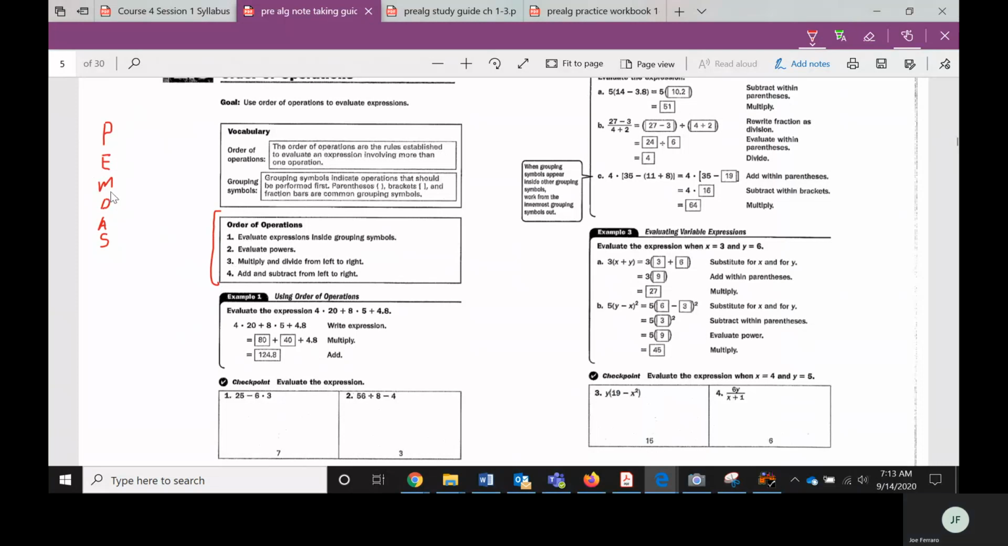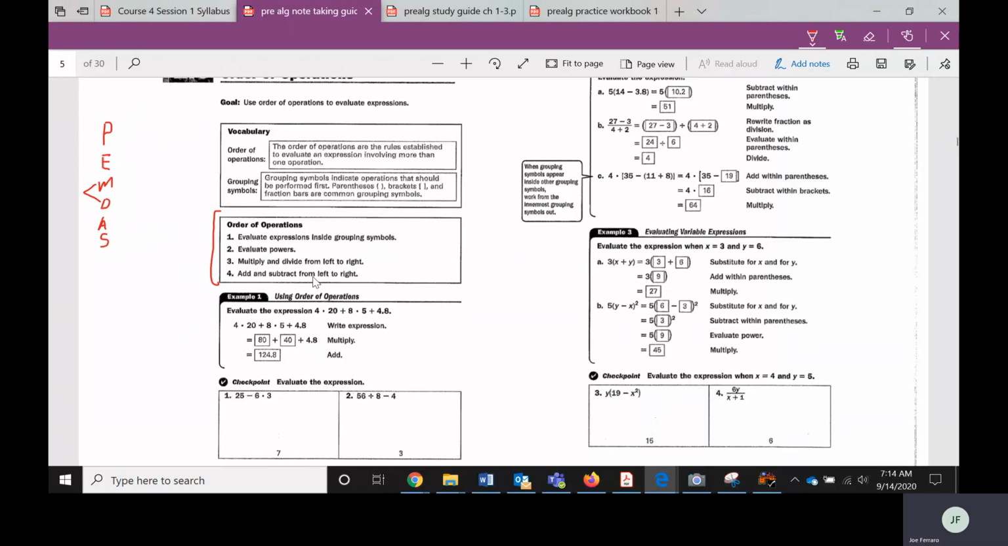Then the M and the D go together. It says multiply and divide from left to right. So M and D have the same priority. It's not multiplication before division. They're the same. And if they're both in a problem, you go left to right.